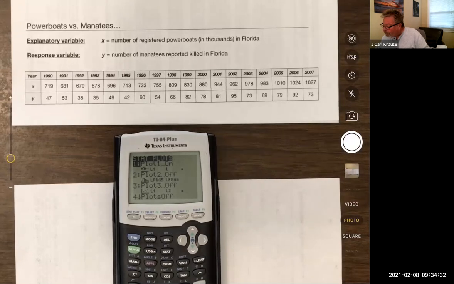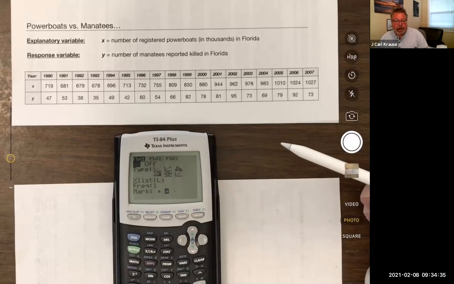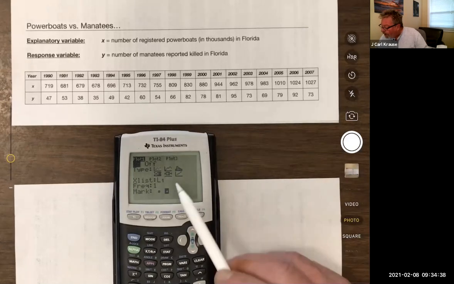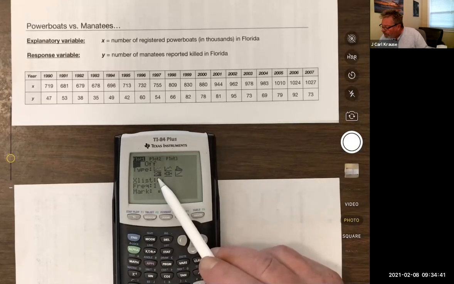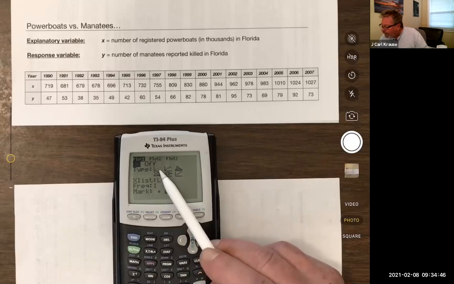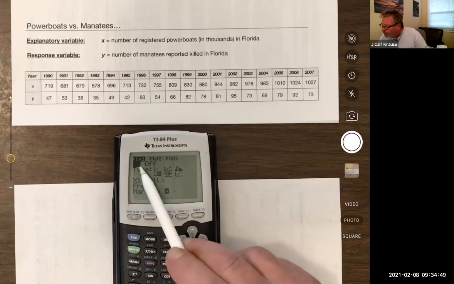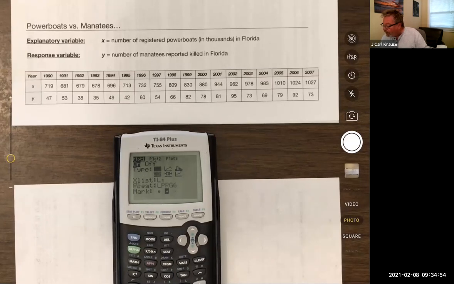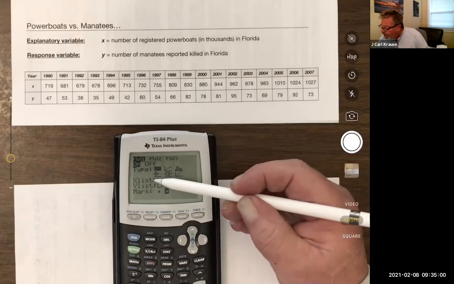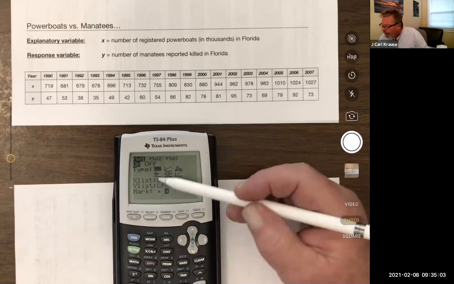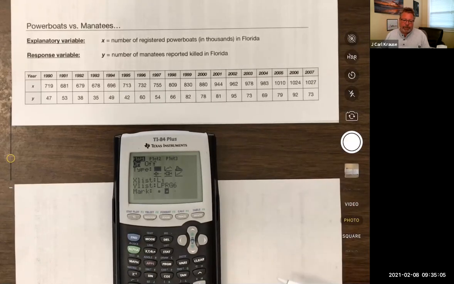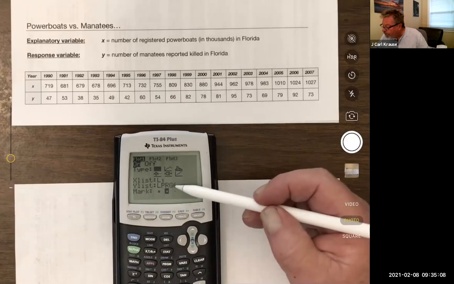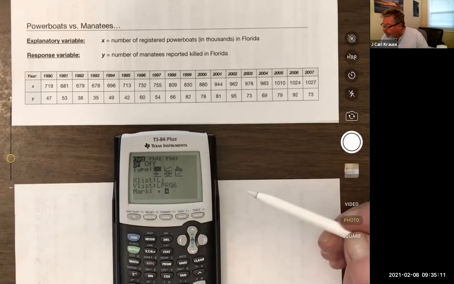So if I press enter, then I'll go into the details of plot 1. And as I said, right now, the type of plot that's selected is a box and whisker plot showing outliers. I want this first type right here. So make sure that this plot is turned on. It is. And then come to this first type, put the cursor on there, press enter, and it will select that type. And then what you have is X list and Y list.